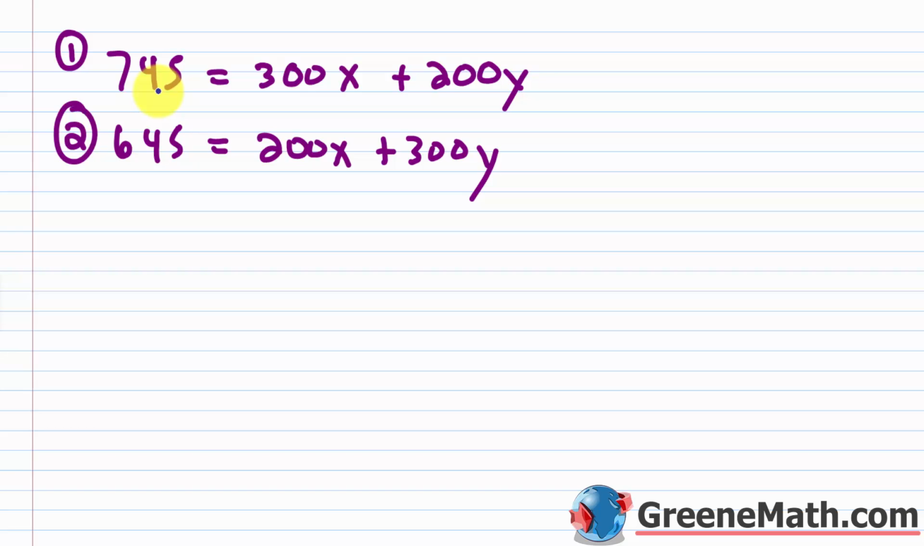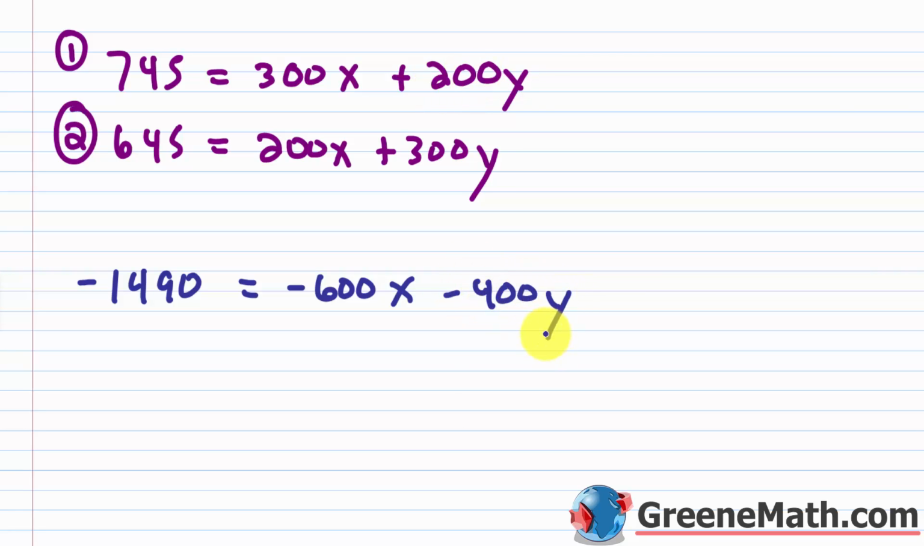So 745 times negative 2 would be negative 1,490. And this equals 300 times negative 2 is negative 600, then, of course, times x. And then 200 times negative 2 would be minus 400, and then times y.